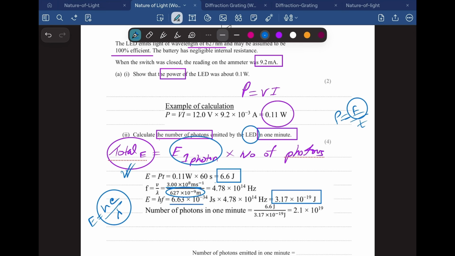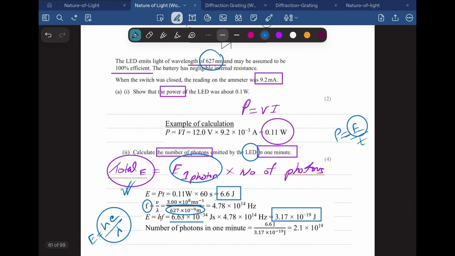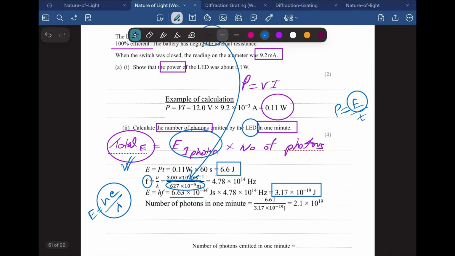Or you can do it in the way of the examiner as well. You can first figure out the frequency, because you know the wavelength of 620 nanometer. You can just put it right here. You can figure out the frequency and then use E = hf. Using this, you have got the energy of one photon.